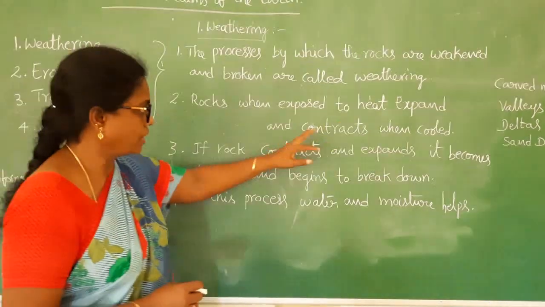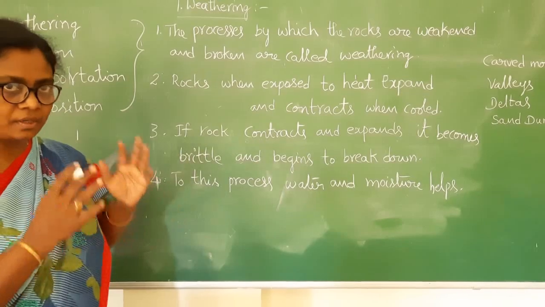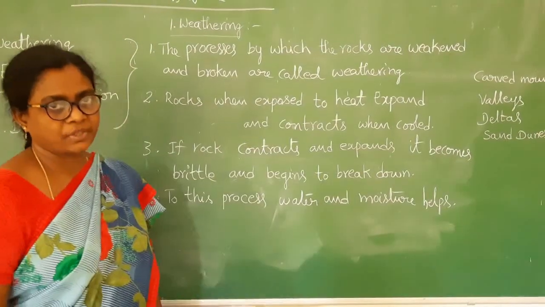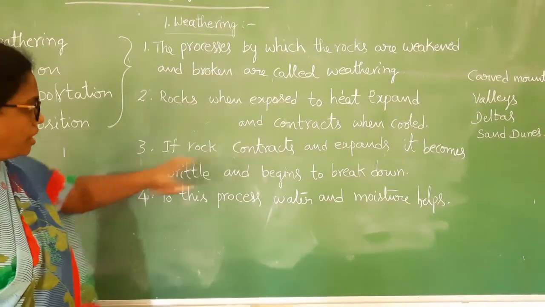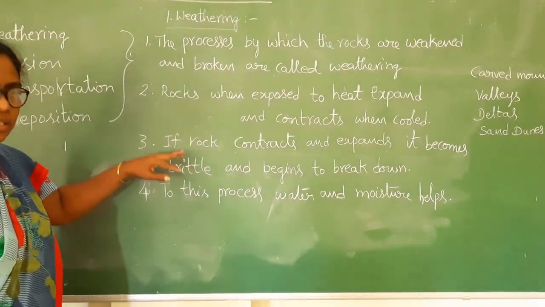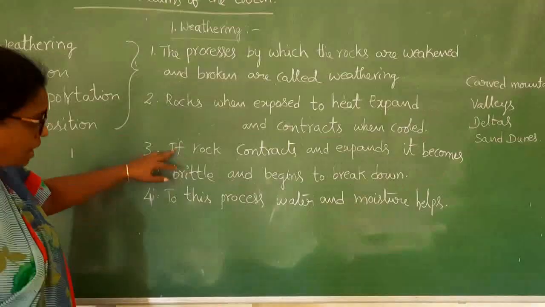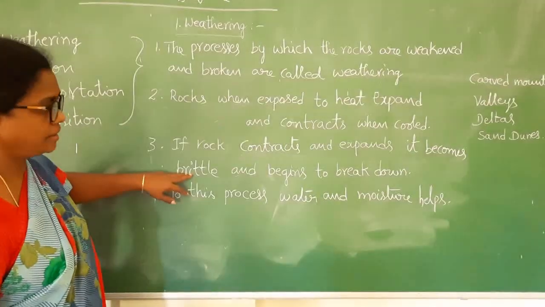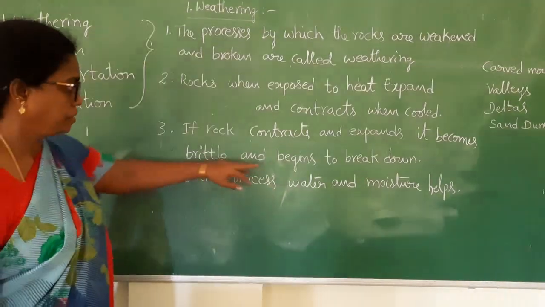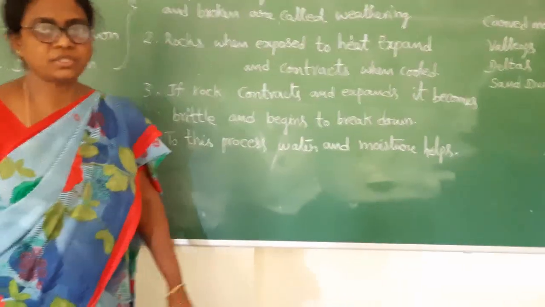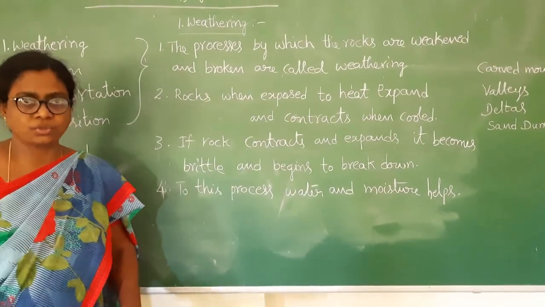And because of coolness, that outer portion of the rock contracts. So there is expansion and contraction. What happens? Rocks become weakened, and also they become brittle, and begin to break down like this. If I show you one stone.